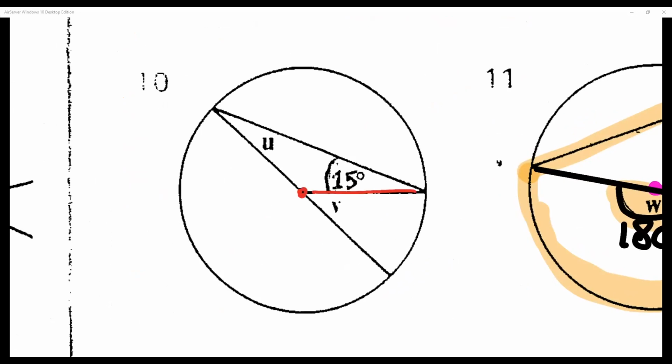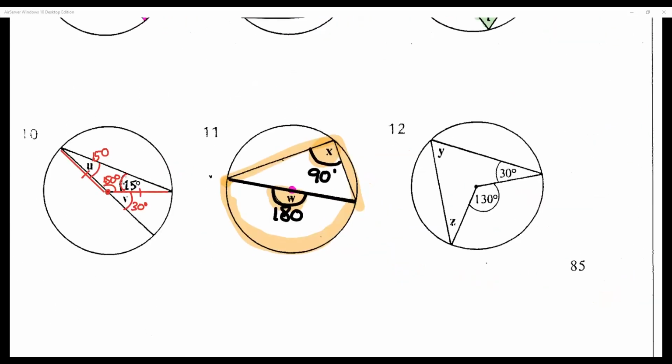This is called a radius, and it's the same size as this line, which is also a radius. They're both radii. So that means these are the base angles of our isosceles triangle. So that is 15 and 15. That will be, and then that would be 150, and then that one will be 30. Finished. But wait.